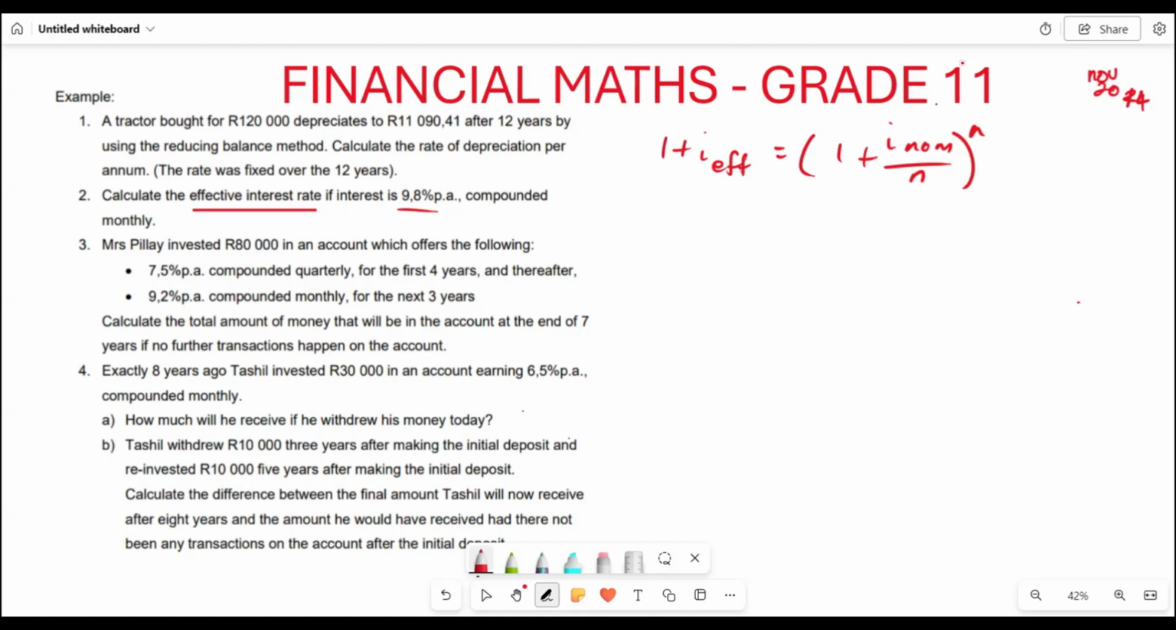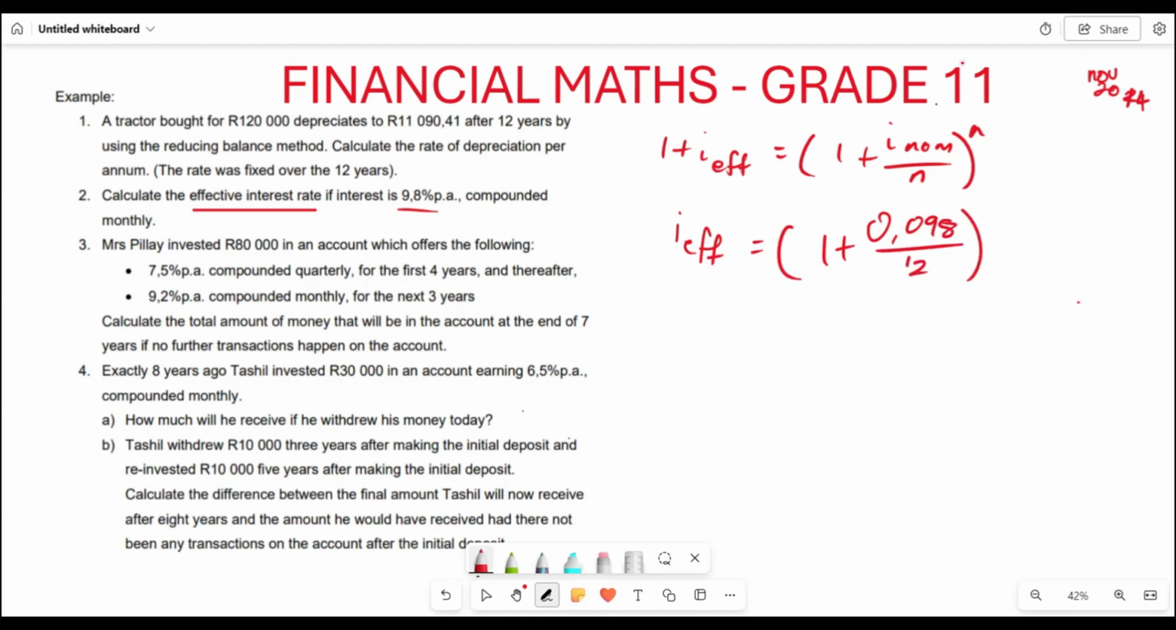Now, let's look at what it is that you're having. So this is going to be I effective, for an example. I effective is going to be the same as 1 plus the rate that you are given here. So here you are given that the rate is 9.8, which is the same as 0.098, right? This is 0.098 over. Now, what is going to be the n? This is going to be 12, right?